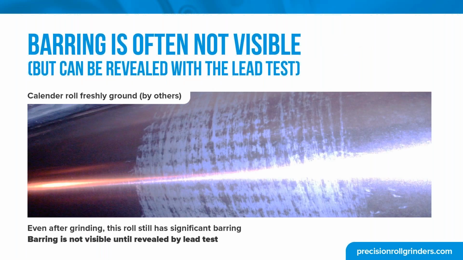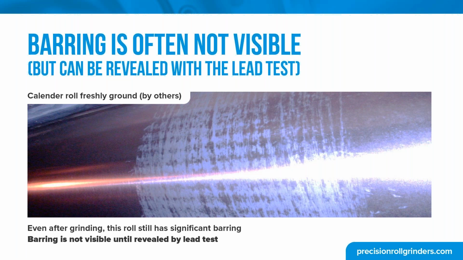Very often, barring is not visible. But one way to reveal it is with the lead test. This is a photograph of a calendar roll that was freshly ground by others. If you look at the left side of the photo, that roll surface looks freshly ground and it looks very good.